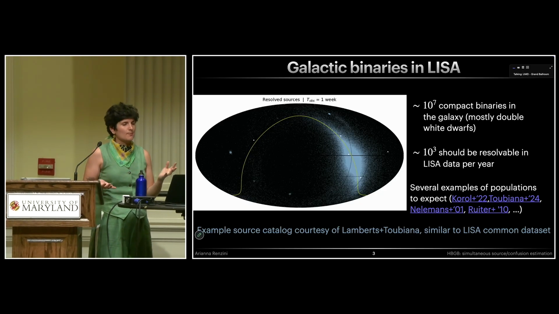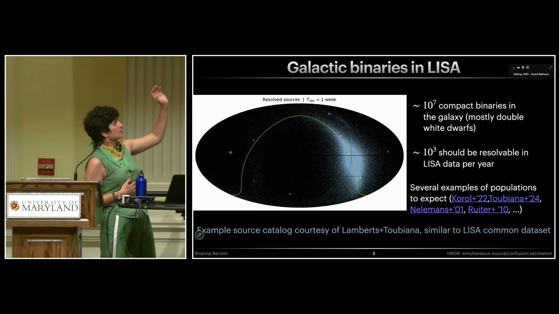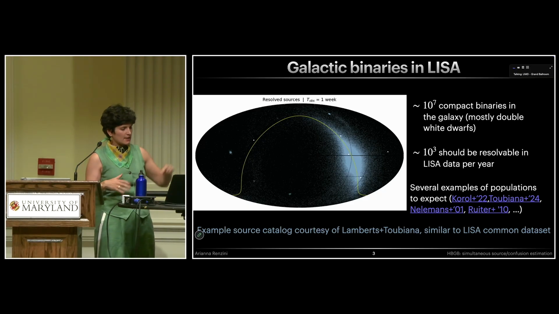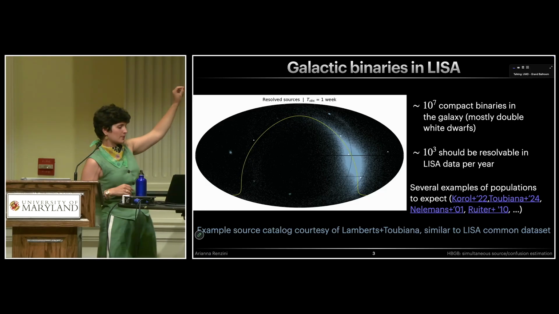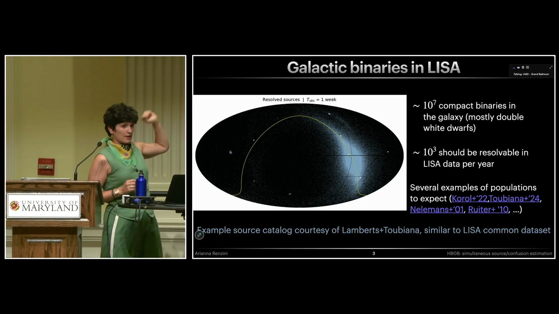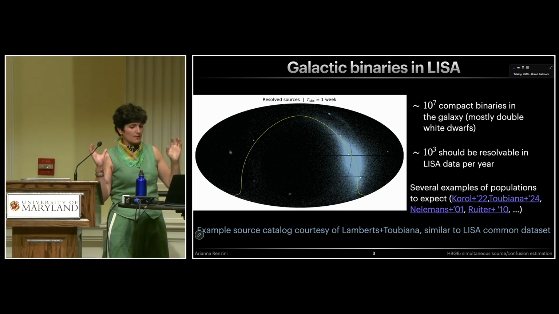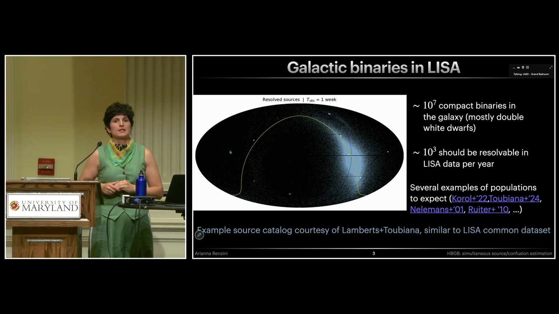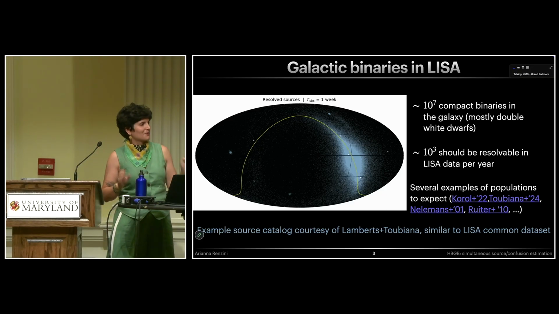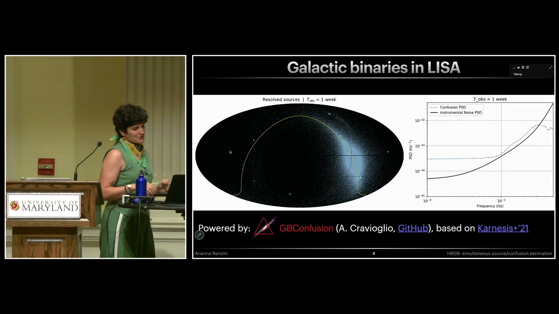And we have several examples of populations that we should expect. Here's a non-comprehensive list. And in particular, this plot that I'm showing you right now is an example catalog courtesy of Astrid Lamberts and Alexandra Tubiana, and it's very similar to what is in the LISA common data set that many of you have either already been analyzing or will receive soon.